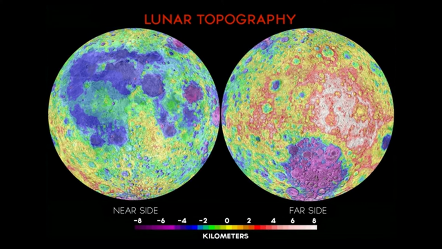Interestingly, if you look at the far side, on the lower part of the far side, we see this big dark blue area, and that's something called the South Pole-Aitken Basin. That's generally acknowledged to be the largest impact crater in the solar system, and it's actually a pretty big hole on the Moon, and we really didn't understand that it was there, although there were hints, until we had these kinds of maps more recently.